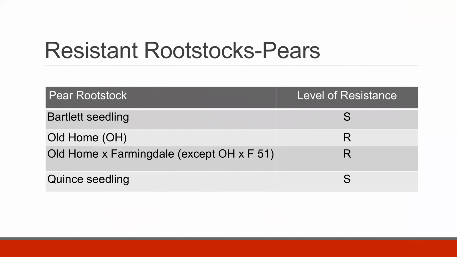There are a few rootstock options for pear as well, although fewer than those available for apple, and only a couple of them are resistant. So there are 2 rootstocks with resistance to fire blight. Those include Old Home and Old Home crossed with Farmingdale.